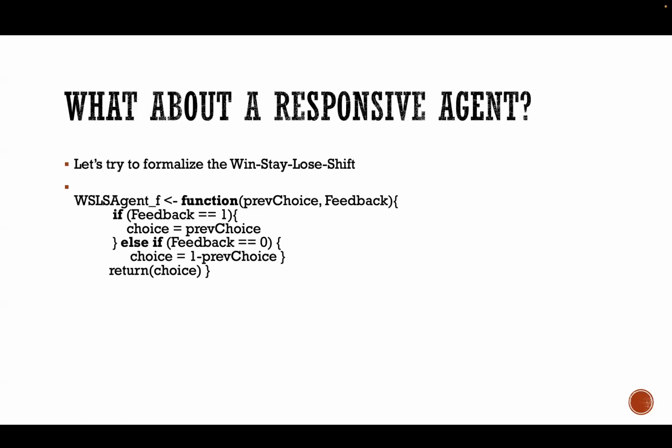If the previous choice was 0, 1 minus 0 is 1, the opposite choice. If the previous choice is 1, 1 minus 1 is 0, the opposite choice. Right? That's where I was saying that 0s and 1s instead of left and right become very convenient, because we can do all these sort of tricks. And then we return that choice.